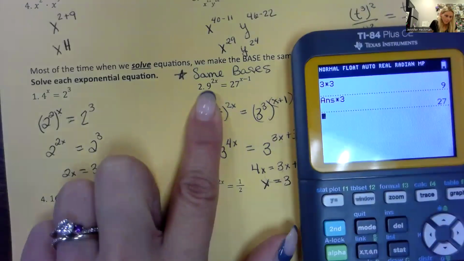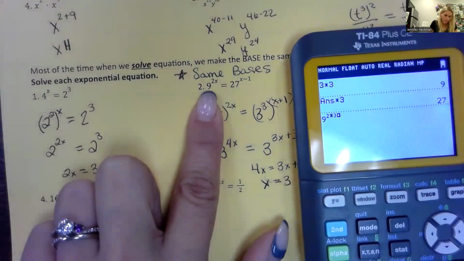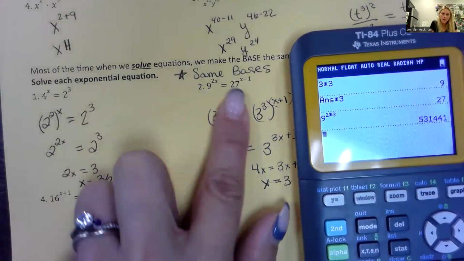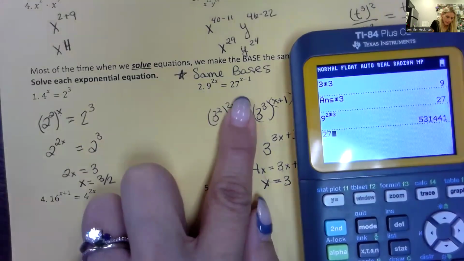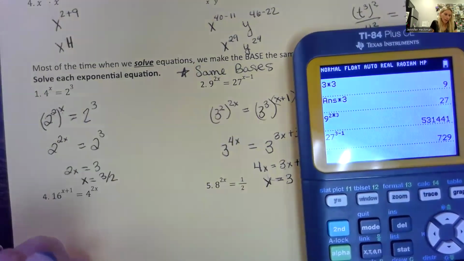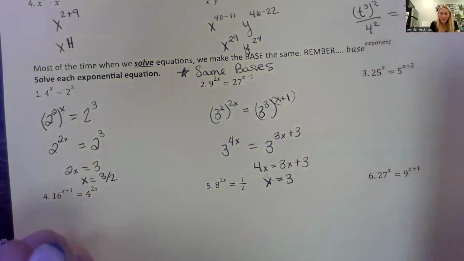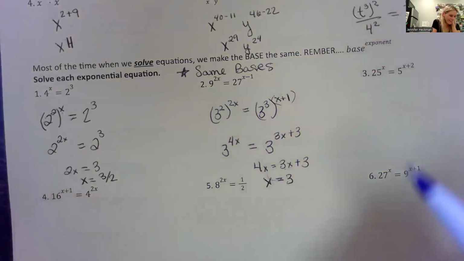So this would be 9 to the 2 times 3. That gave me this number. And then we can go 27 to the 3 minus 1. And what happened? Ooh, why? What did I do? What happened? Let me check my stuff.